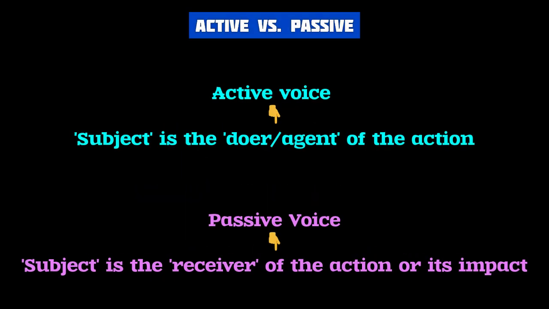Now, before I proceed any further, let me tell you the key difference between the active voice and the passive voice. You see, when the verb is in the active voice, we know that the subject of the sentence is the doer or agent of the action. On the other hand, the passive voice of the verb indicates that the subject is the receiver of the action or its impact. To put it simply, in the active voice, the subject performs or does something, while in the passive voice, the subject receives the impact of the action.